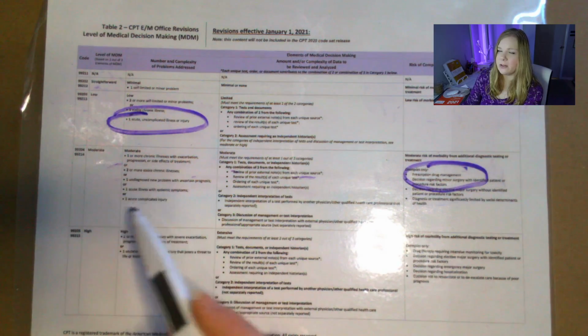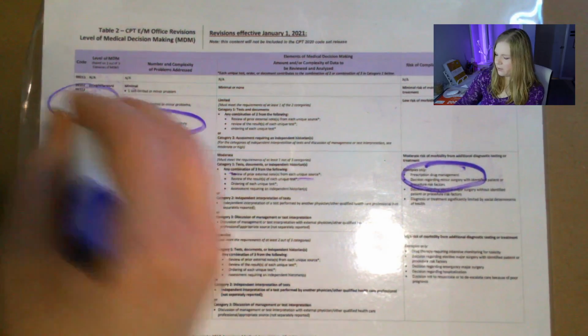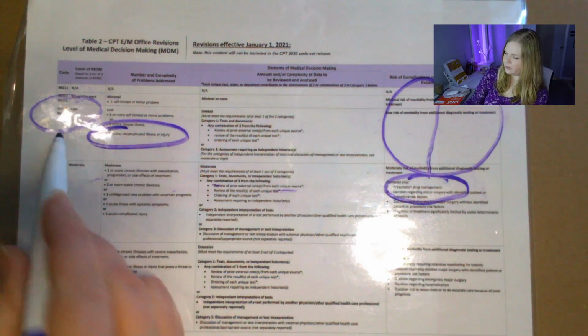There's nothing here in our number of complexity of problems. So again, this is going to be another one that's a level 3 because we can justify all of these because we're up to this level. So we're going to hit the level 3. We're not going to make it though to a level 4.